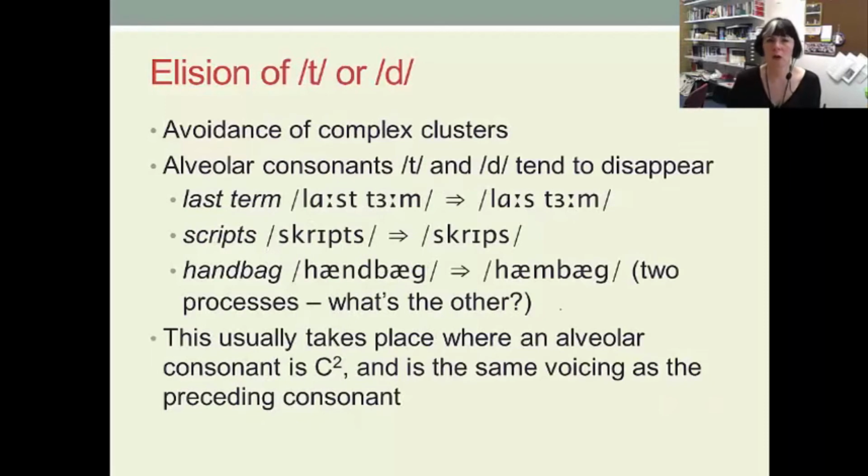Most commonly, though, we're looking at elision of T or D, so alveolar plosive elision. And this is in order to avoid complex clusters. Alveolar consonants T and D tend to disappear in consonant clusters. So let's have a look at some examples.